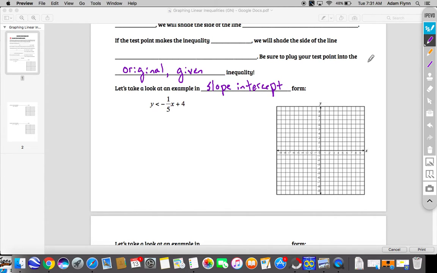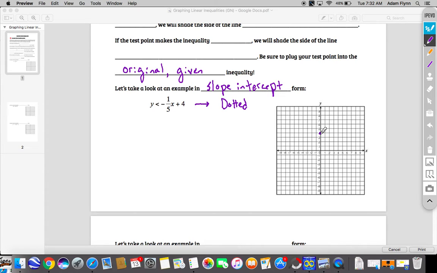Okay, so we have y is less than negative 1 over 5x plus 4. Okay, so first off, I'll determine if my line is dotted or solid, and my sign is less than, so I know it is dotted. Okay, I don't need to manipulate it in any way because it is in slope-intercept form, so I'll start at positive 4 and make a point.